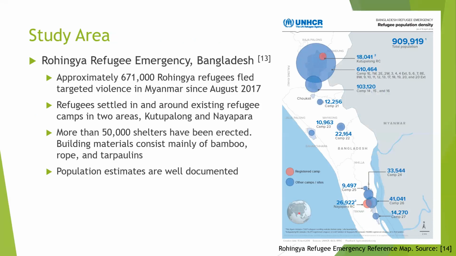The study area selected for my project is the Rohingya refugee emergency, which is currently happening in Bangladesh. Approximately 671,000 refugees have fled targeted violence in Myanmar since August 2017, joining an already robust refugee population in two areas in Bangladesh, called Palang and Neoparal, where they settled around formal shelters, creating more than 50,000 shelters since 2017. These new shelters mainly consist of bamboo, rope, and tarpans.